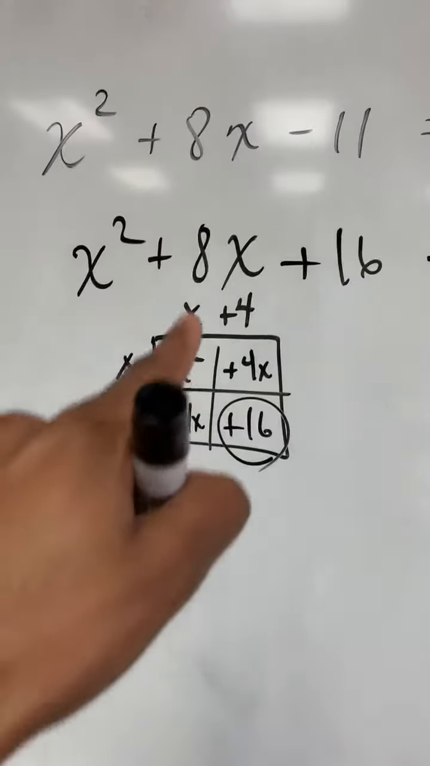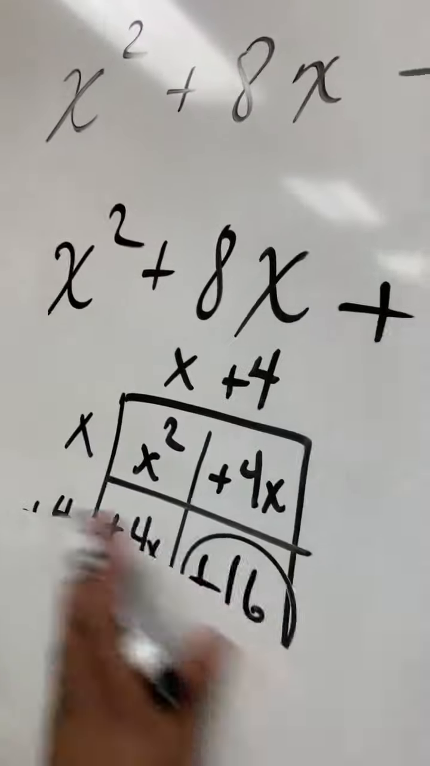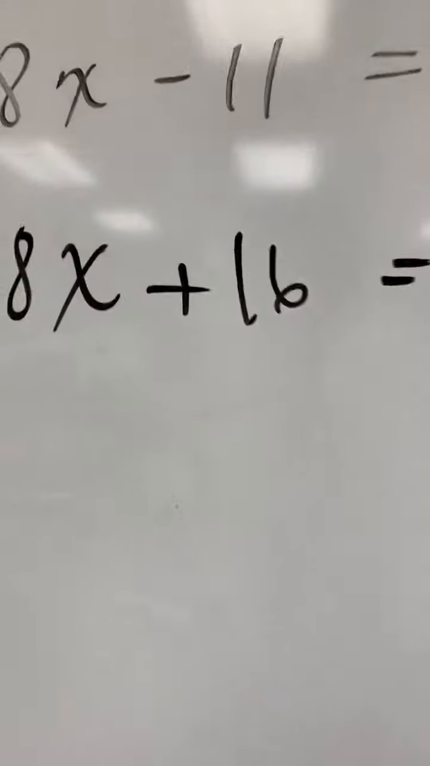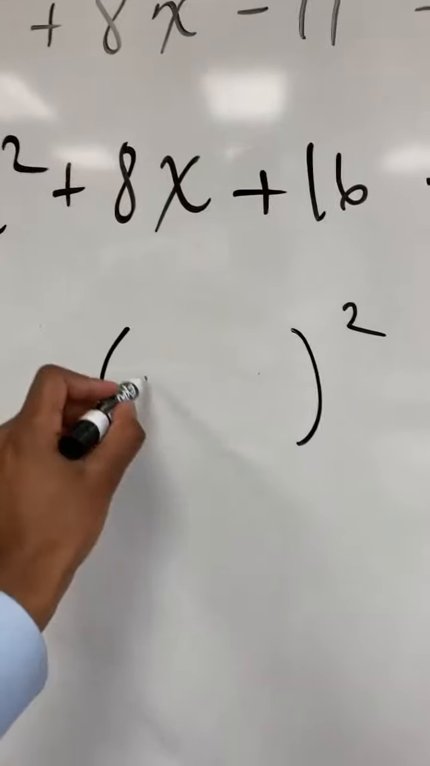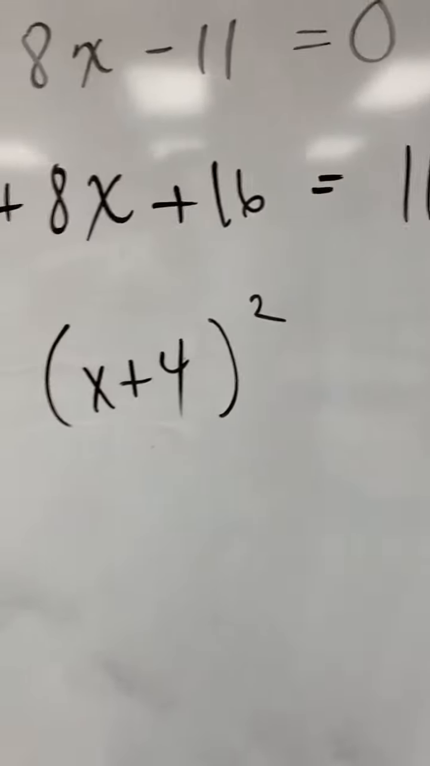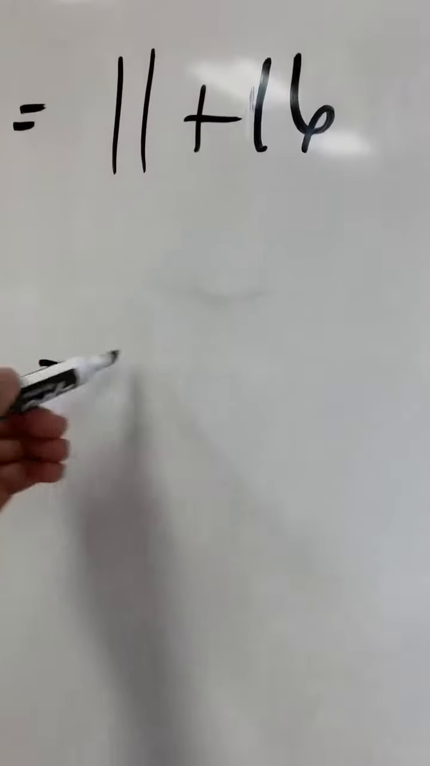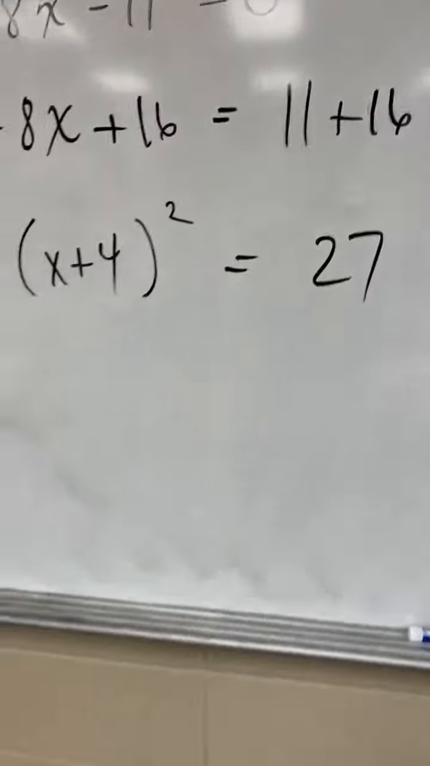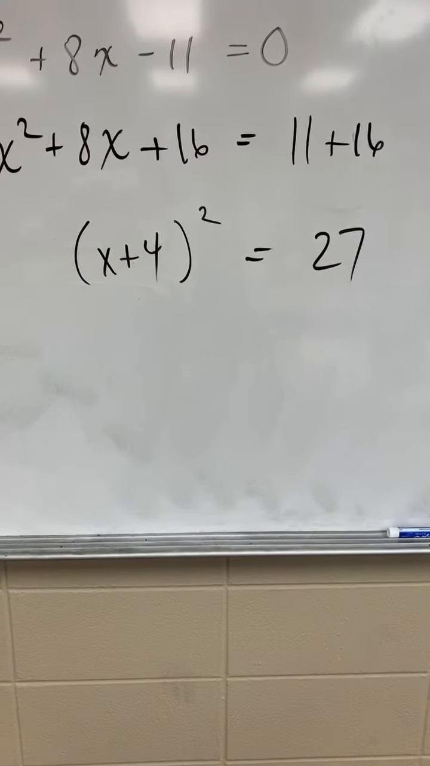Now, remember, that's an x plus 4 twice. So I'm going to get rid of my box because I don't need it. That means this changes formats to an x plus 4 squared. Now I have it written a special type of way. Over here, 11 plus 16 is 27. So now we're to the point where we can solve again.